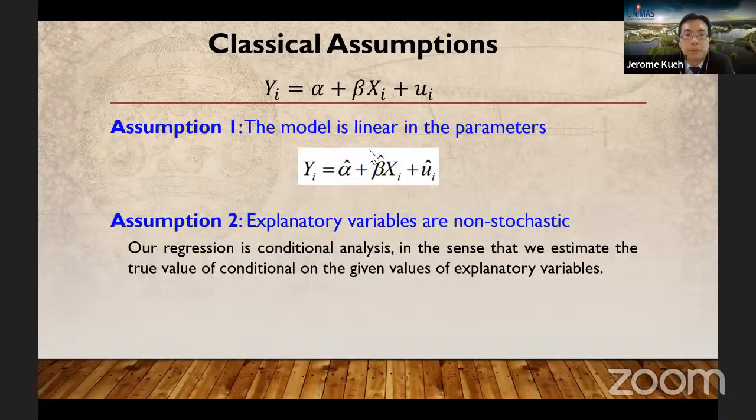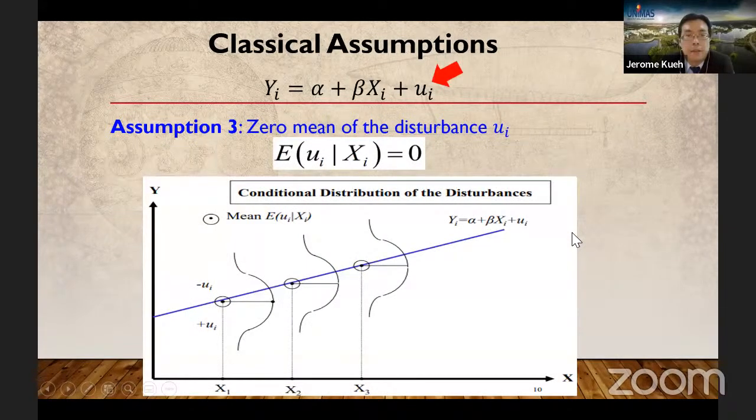For example, the first one is linear in parameters, which means that the parameters will be in linear form, right? It's not in non-linear form. Okay? And the second assumption is that the explanatory variables are non-stochastic. That is also one of the very important things that we need to assume. And the third assumption is more interesting because we are looking at the error terms.